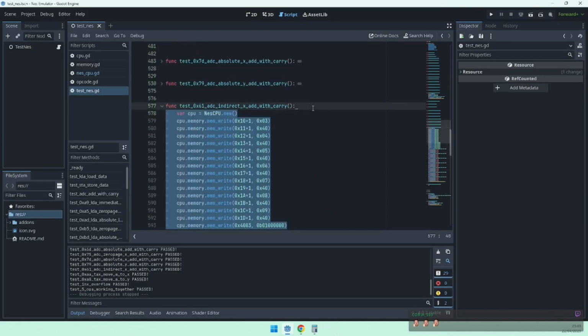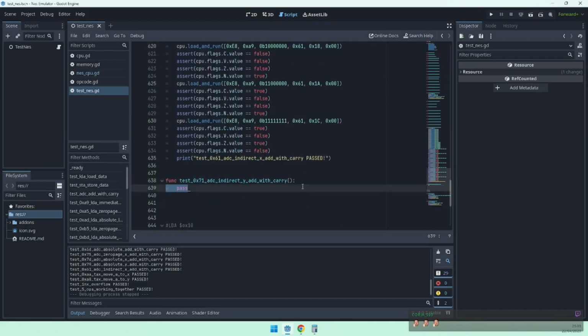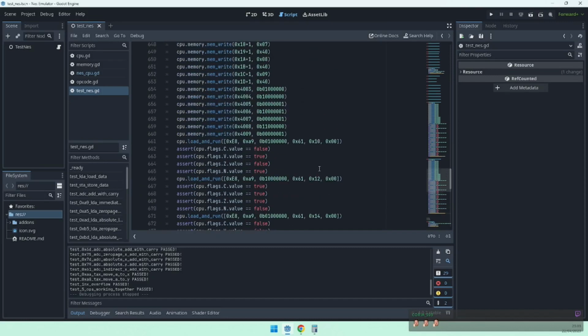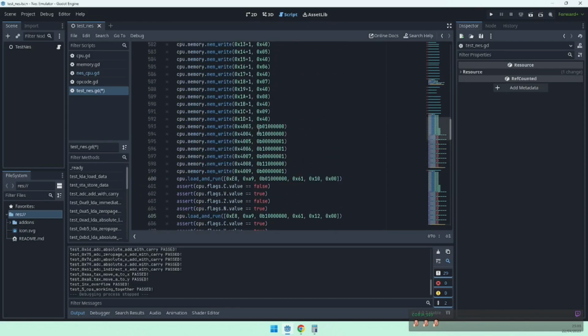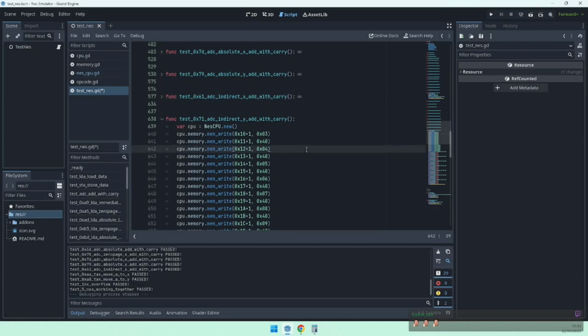An indirect Y is even harder. Let's shrink this one. This one adds after.